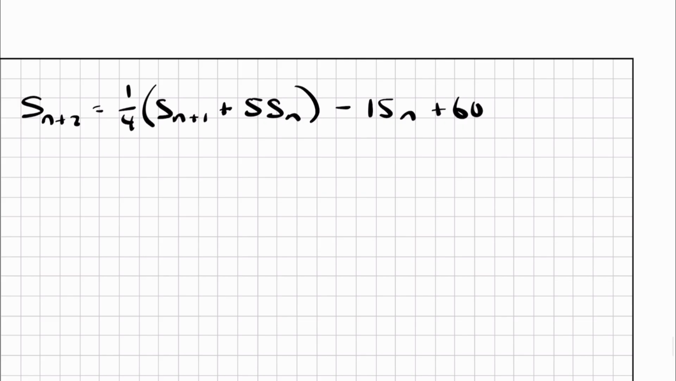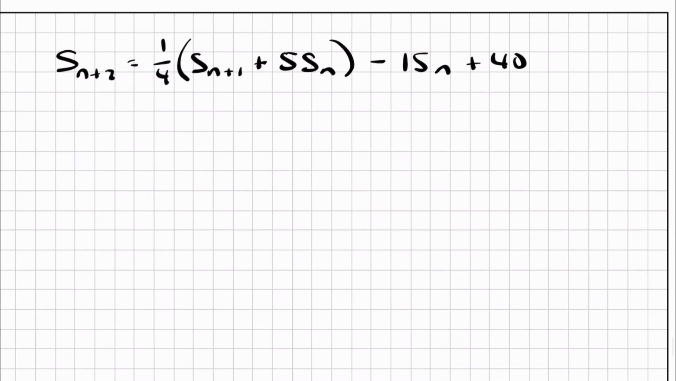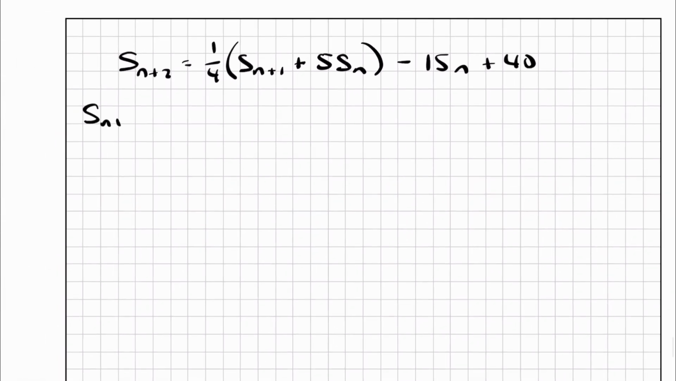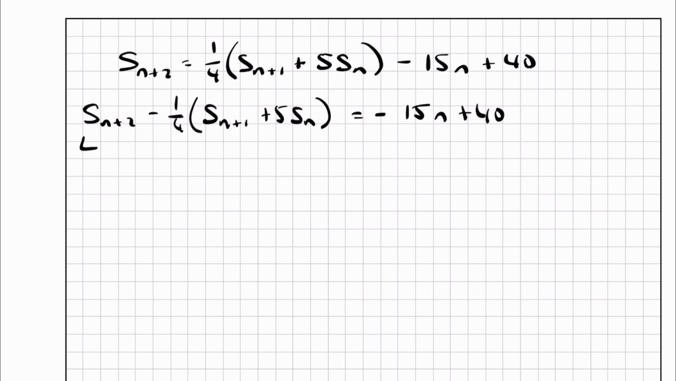Now in our next instance, we're going to bring everything over to the other side. I'll clean it up before I plug stuff in. You can do whichever you want though, obviously it's your thing to rearrange. Plus 5Sn equals minus 15n plus 40. I'm going to multiply everything by 4. So I get 4Sn+2 minus Sn+1 minus 5Sn equals minus 60n plus 160.